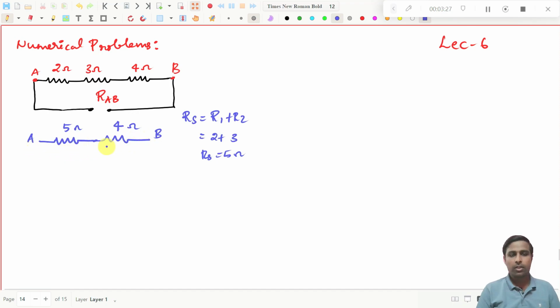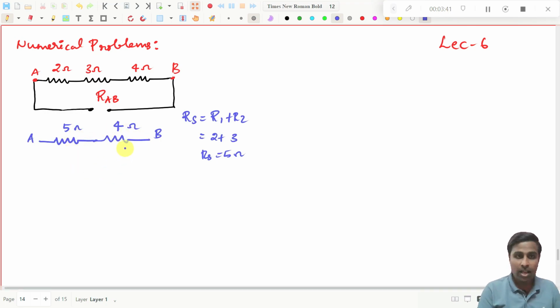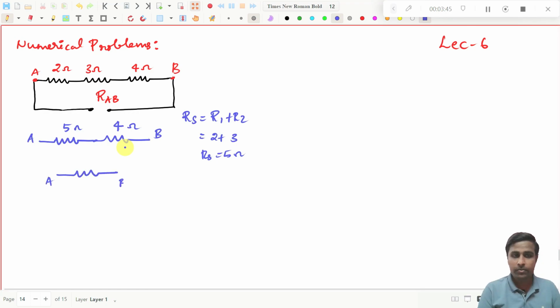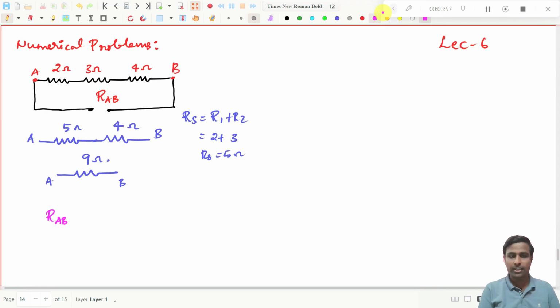Then you consider these two resistors now. Again, one end is connected to somewhere else. This is point A, this is point B. These two resistors are connected again in series, right? So if these two are connected in series, what is the effective resistance? I can draw one resistor, right? This is point A and this is point B. If you add these two, what will you get? Directly 9 ohms. That's all. You see, we have found the value. You have to bring it to a single resistor. So RAB will be 9 ohms.